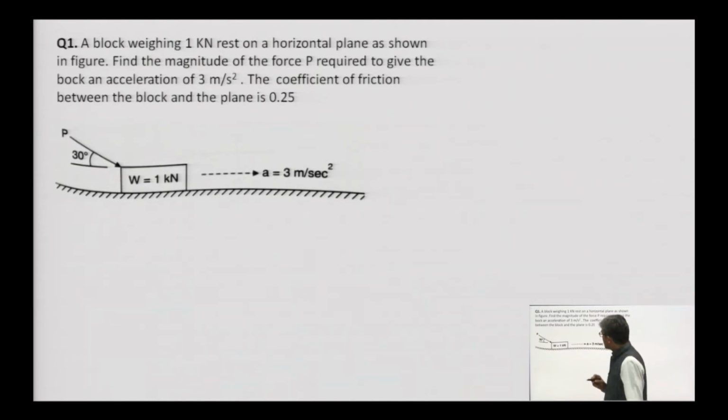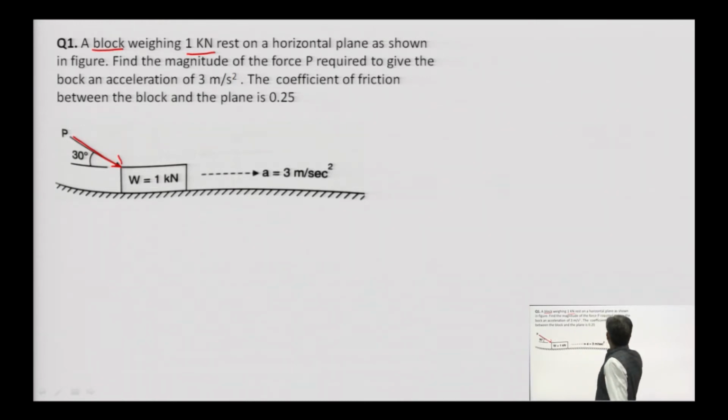In this example, a block of weight 1 kilonewton rests on a horizontal plane, as shown in the figure. Find the magnitude of the force P. A force P has been applied, which is inclined at an angle of 30 degrees.